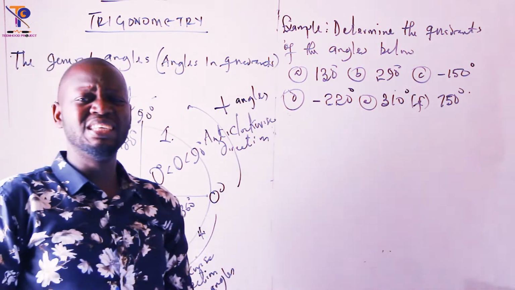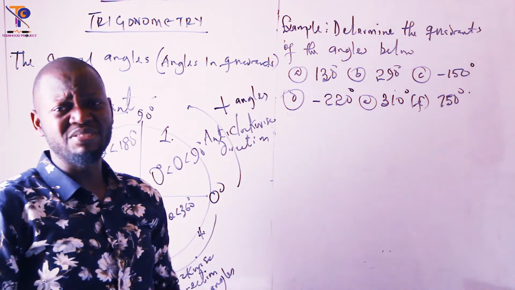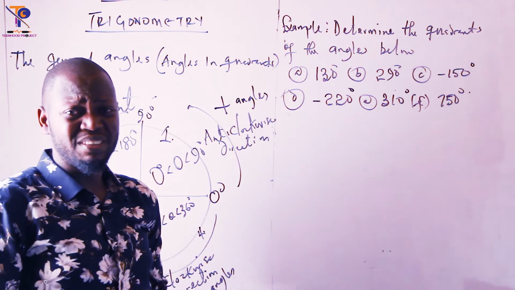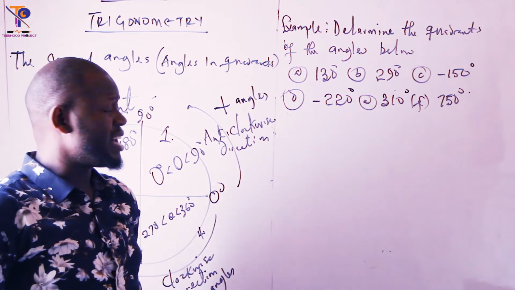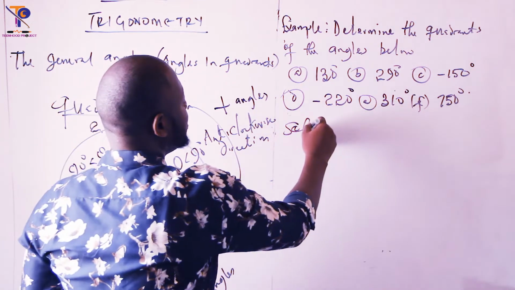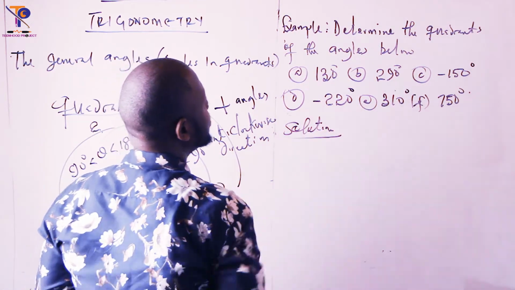It can be more than 360, it can be 2000, it can be 5000, it can be negative 1000, it can be negative 520. We can have any angle like that. So let's determine the quadrant each one falls in.